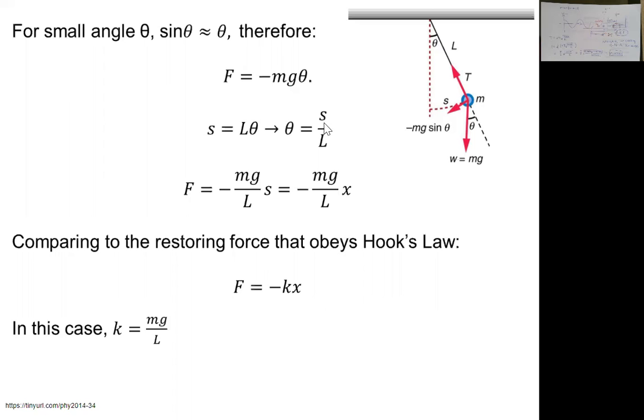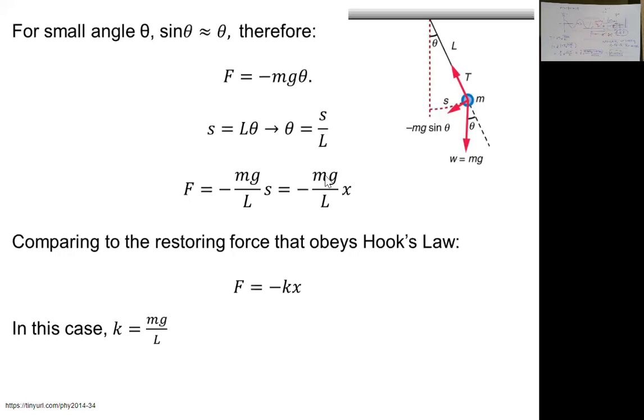Now, if we want to align with the expression we have for Hooke's law, F equal to minus kx, then we replace s with x, the displacement. So the net force here is equal to minus mg over L times x, the displacement. The mass and g are constants. If your bob is chosen, then the mass is constant. L is constant too. It doesn't depend on x, the variable, how far you are pulling it from the equilibrium point. So those are all constant.